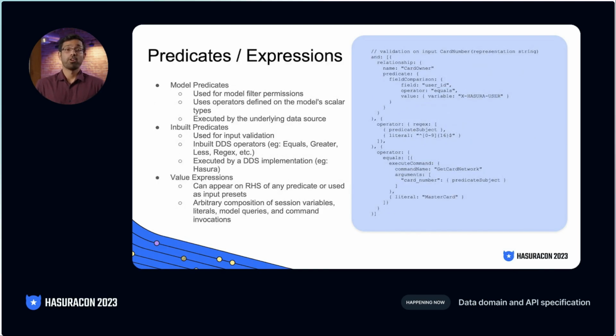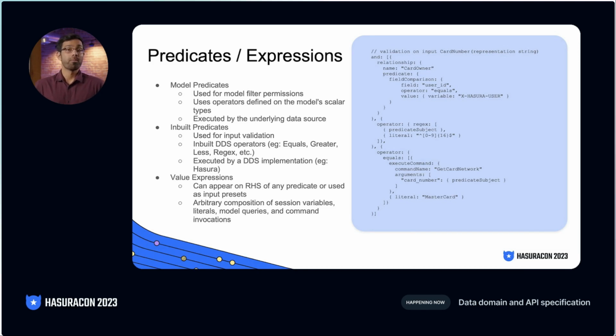Predicates are a key part of defining authorization rules, whether it is for model filters or for input validation. OpenDDS supports two types of predicates: model predicates and inbuilt predicates. Model predicates are used for filter permissions on filterable models. They use special operators defined by the scalar types of model fields and are pushed down for execution to the underlying database. On the other hand, inbuilt predicates use inbuilt OpenDDS operators, and in the case of Hasura, are executed within the Hasura server itself. These operators are used for input validation.